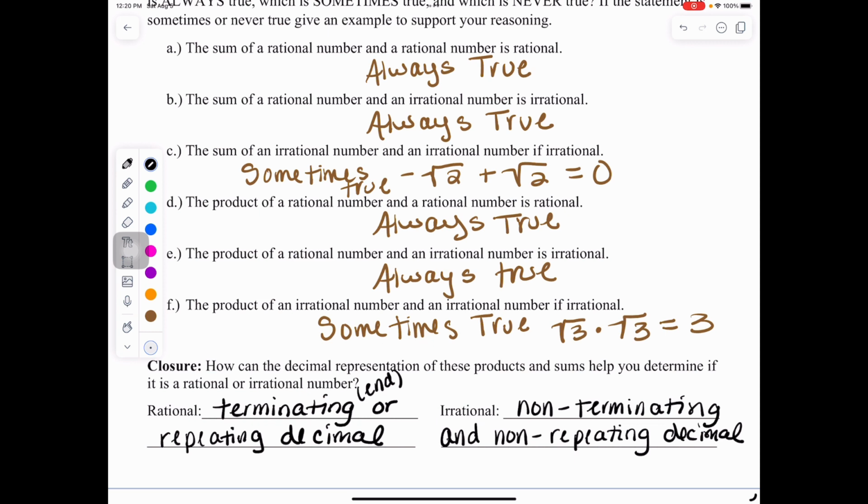So when you did this activity, if you got a terminating or repeating decimal, you knew it was rational. And for irrational, you want non-terminating, so no end, and non-repeating, so no pattern. Think of it like that, no pattern. Goes on forever, but there's no repeating pattern. And this concludes your lesson on categorizing rational and irrational numbers.